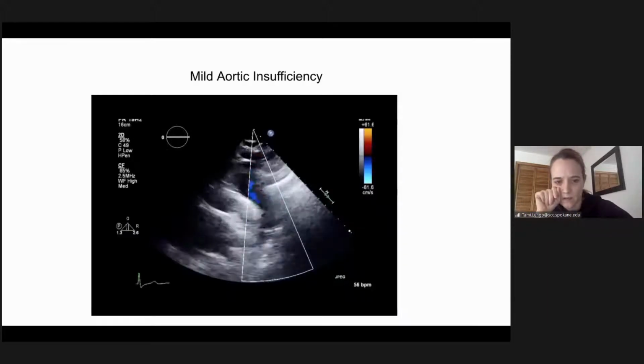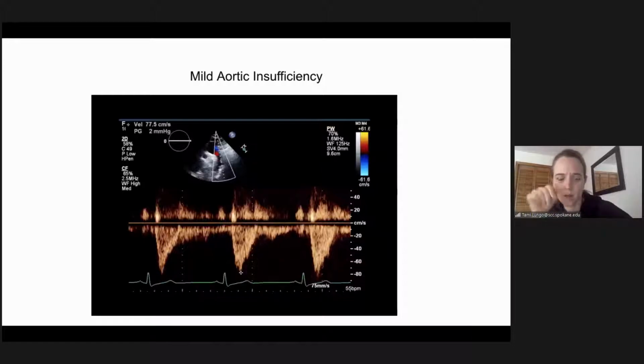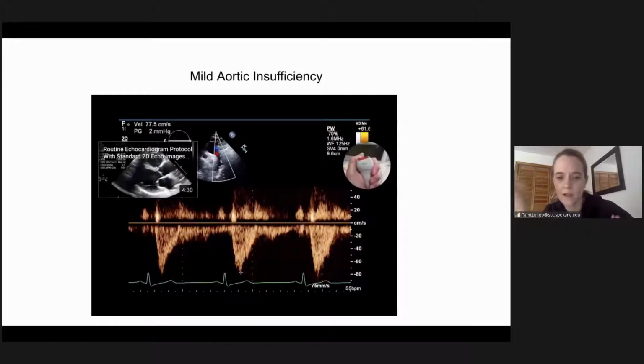And there's a subcostal look. There's your descending aorta, all that blue going away. They're looking for any flow reversal in their Dopplering. So anything aortic related, you look at the aorta in every view you can.